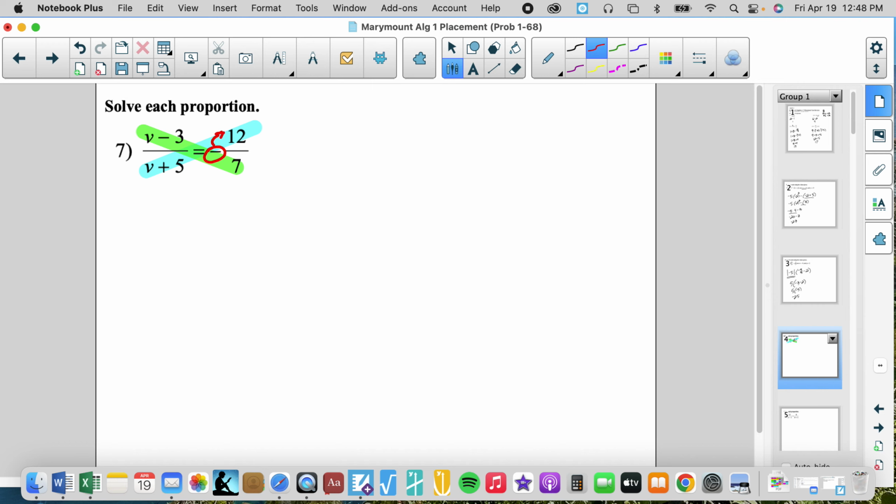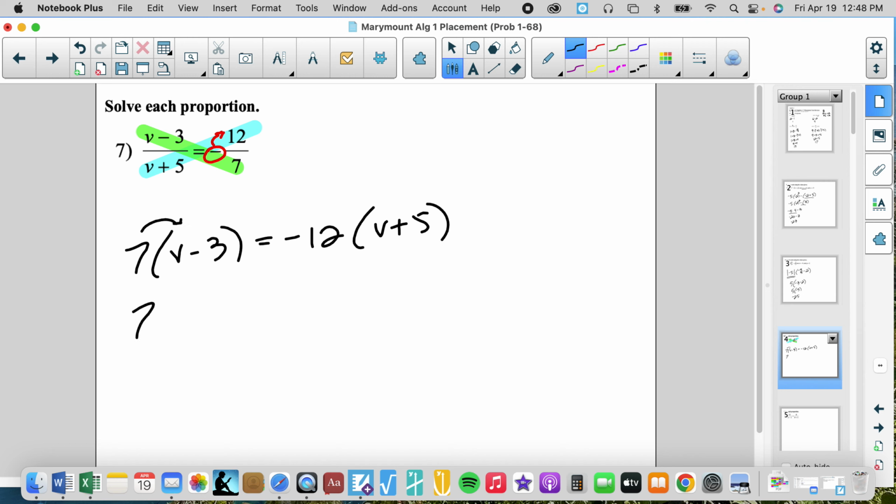So let's put it up in the numerator. So if we have 7 times v minus 3, that's the green part, will equal the cross product of -12 times v plus 5. It doesn't matter where the negative goes, you just have to decide on it. So we put it up in the numerator. We're going to use the distributive property for both of those sides. We're going to simplify the left side, simplify the right side.